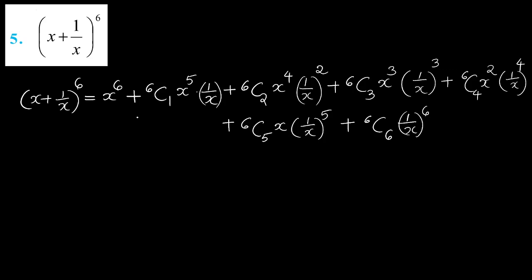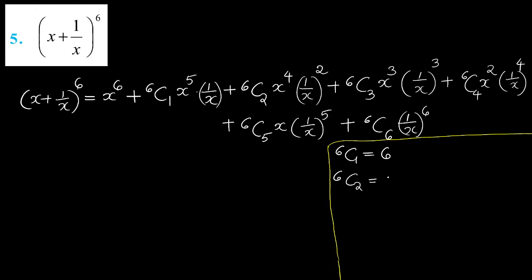You have to simplify. For that purpose we must know 6c1, 6c2, 6c3, etc. You have to find the values of 6c1, 6c2, 6c3, etc. Let me write here. 6c1 is equal to 6 because nc1 equals n. We have a property, 6c1 equal to 6. And 6c2 will be 6 into 5 divided by 2 into 1. If you don't understand, you can ask me, okay? I want 6c3: 6 into 5 into 4 divided by 3 into 2 into 1.